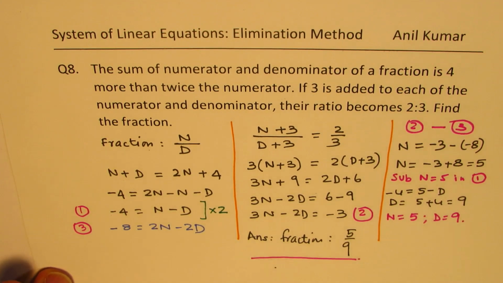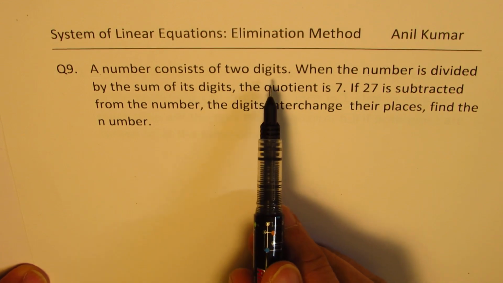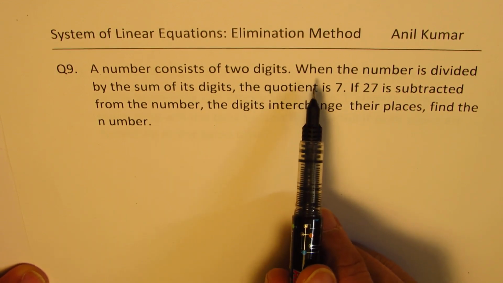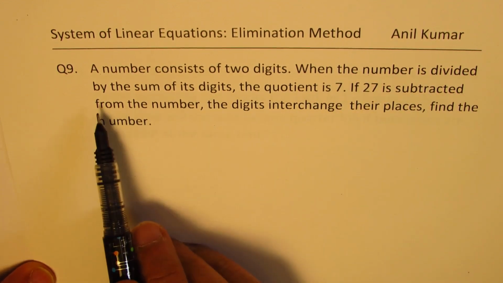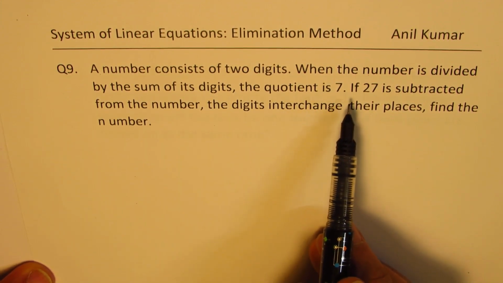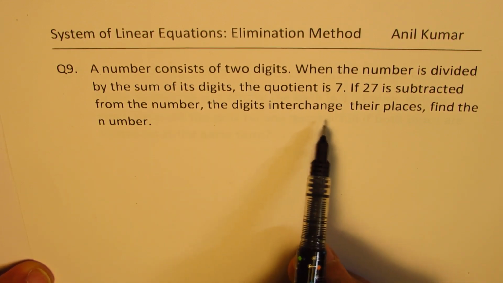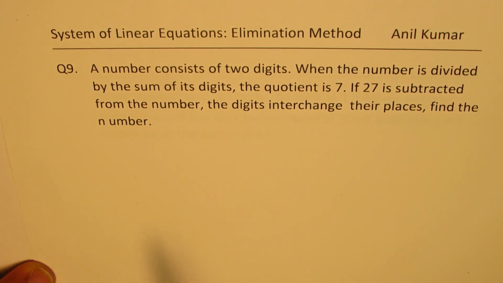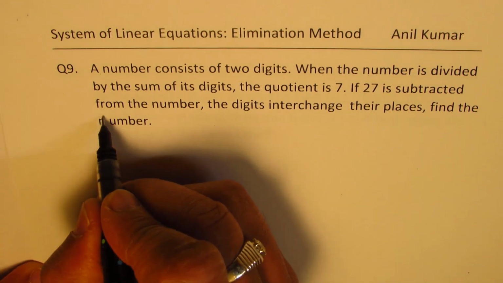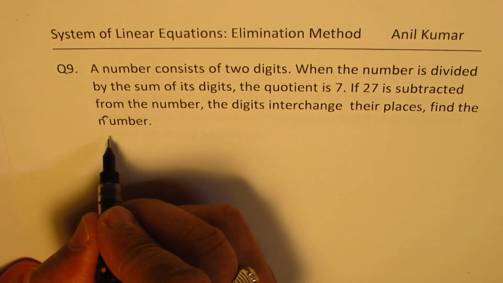Let's move on and take the next question now. This is also number based. A number consists of 2 digits. When the number is divided by the sum of its digits, the quotient is 7. If 27 is subtracted from the number, the digits interchange their places. Find the number, right? So this is number. Okay. So let's say that the number is PQ.